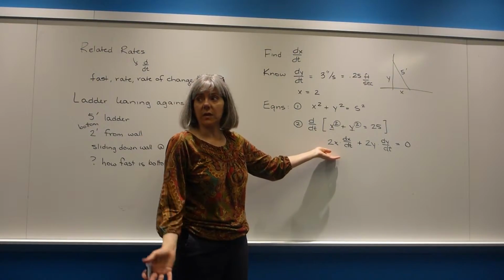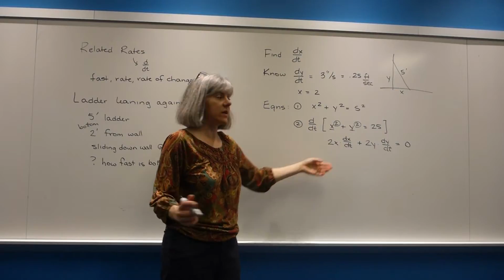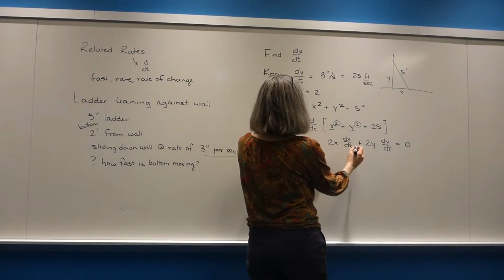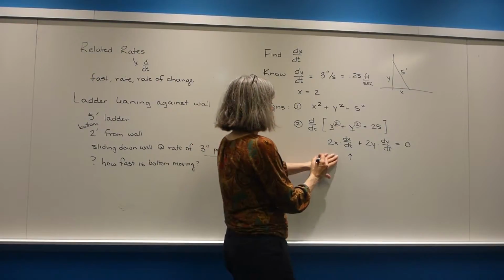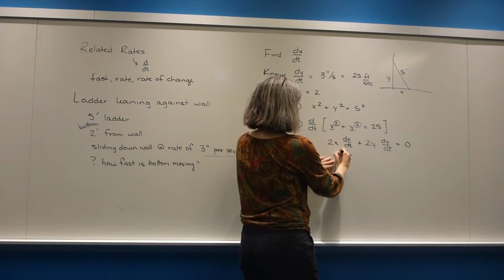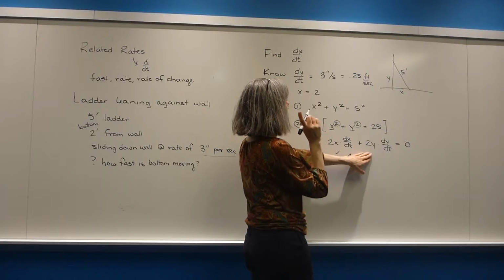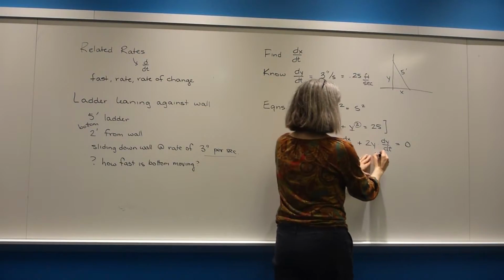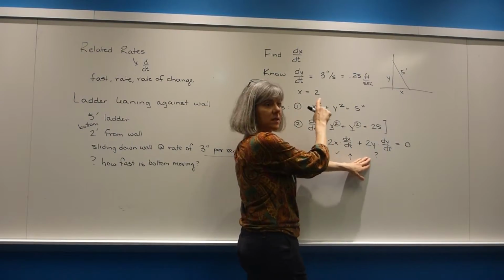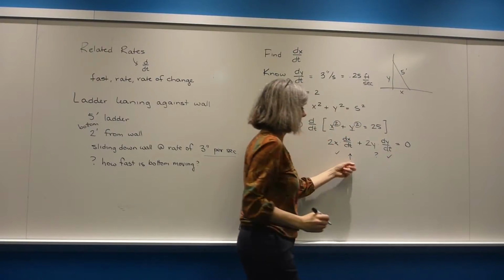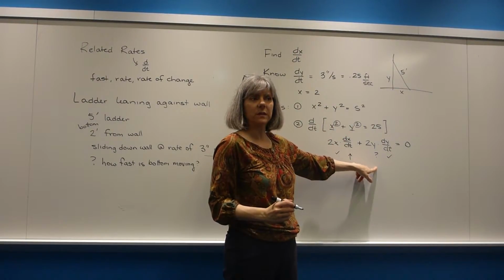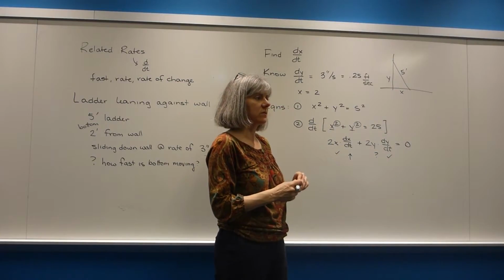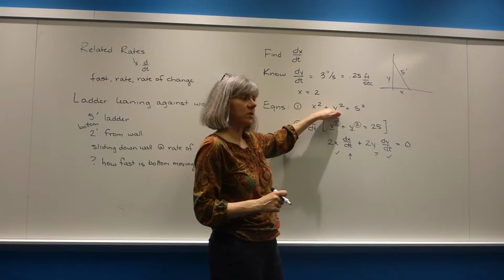So now I'm at a point where I can see if I have enough information. I'm trying to find dx/dt, so I need to make sure I have all the other pieces. Do I have my x value? Yes. Do I have my y value? No. Do I have dy/dt? Yes. So I'm trying to find this one. I don't have this one. Can I find this one? Can you find a y value if you know an x value? Yeah, we come right back up here to this first equation.